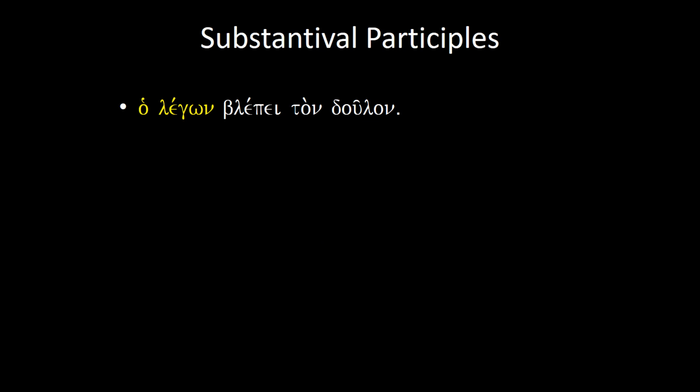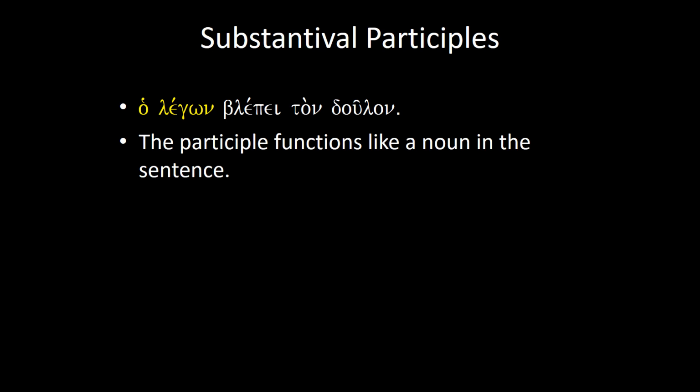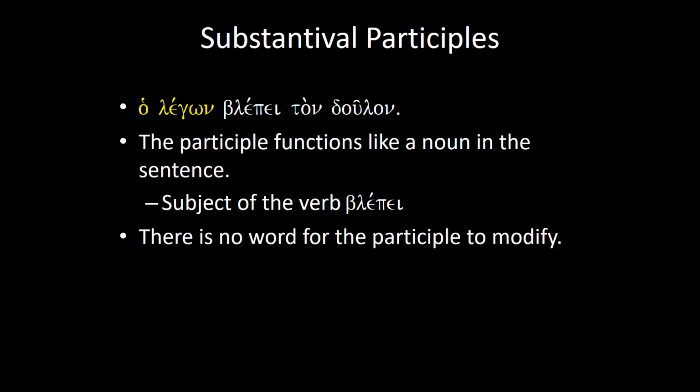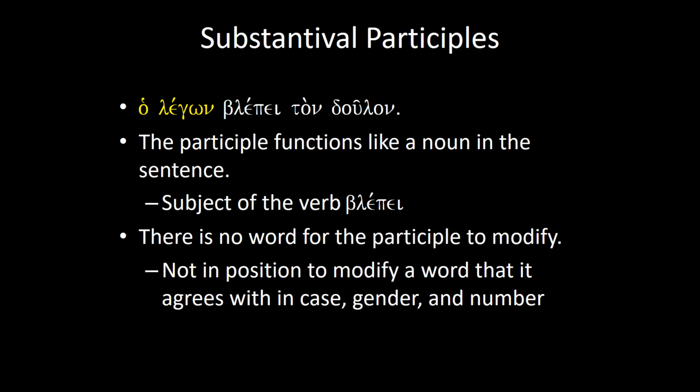So let's look at this one. Ha legon blepe ton doulon. So ha legon is our participle, the participle. This one's functioning like a noun. It's going to be the subject of that verb blepe. Now notice it's not modifying any noun. It's not the speaking disciple or the speaking apostle or any other noun, there's no noun for it to modify. It's on its own. It's not in one of those attributive positions. It's not agreeing with something in case, gender, number. So it's on its own.